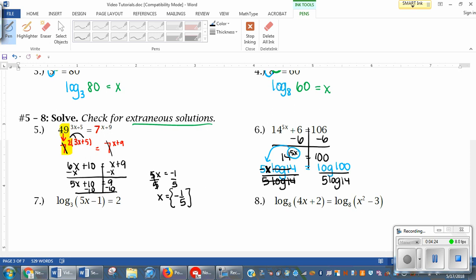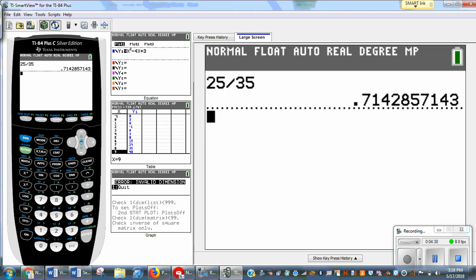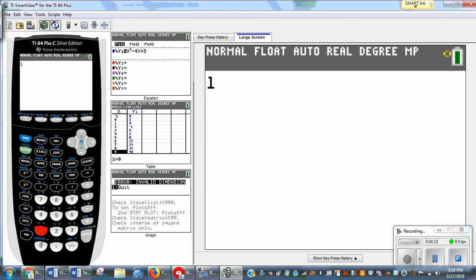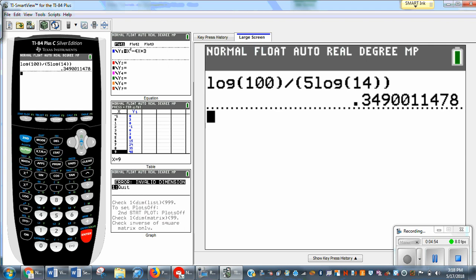And your calculator is going to do most of the work for you in this unit. Alright, so we're going to divide by log 100 divided by, and then I'm going to group the 5 log 14. So I'll have 2 ending parentheses to close off with the 5 to show that the 5 and the log 14 are both in the bottom. So I'm going to get 0.35.